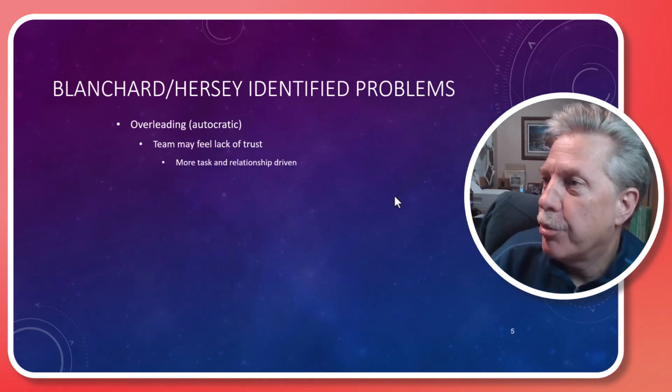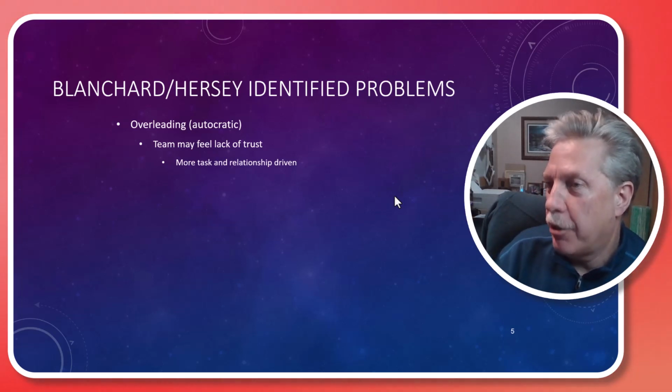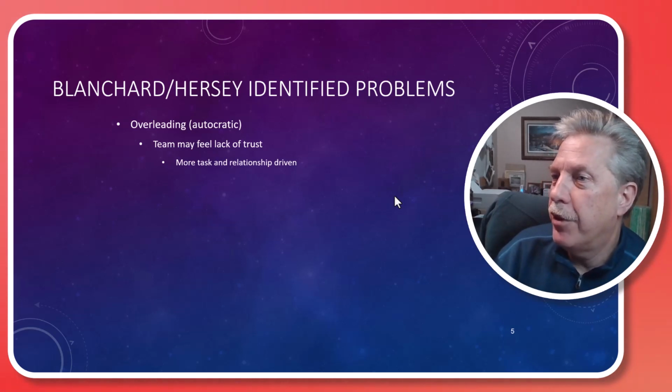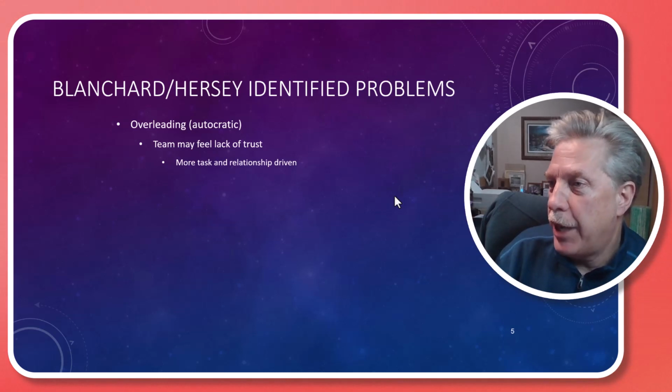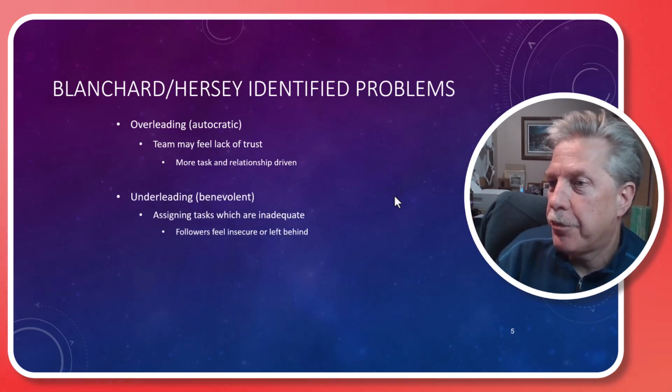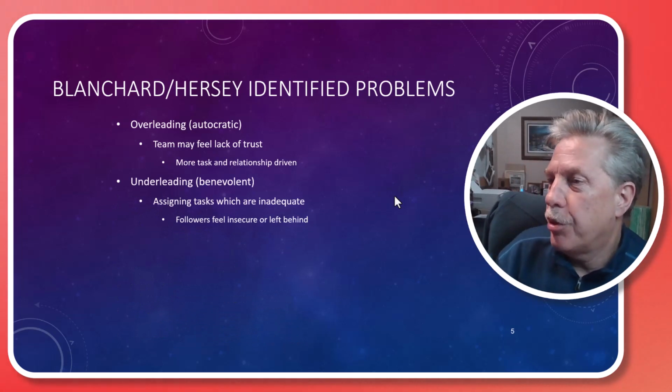They identified some problems with those 2 types of leadership styles. One, the overleading, was autocratic. The team often felt they didn't have the trust of the managers. It was more task and relationship driven. And then underleading, or benevolent, they were assigning tasks which were inadequate, so the team members felt insecure or left behind.